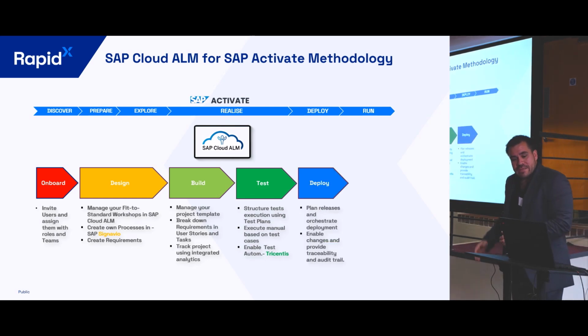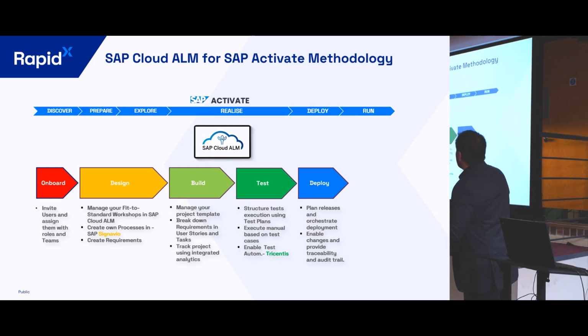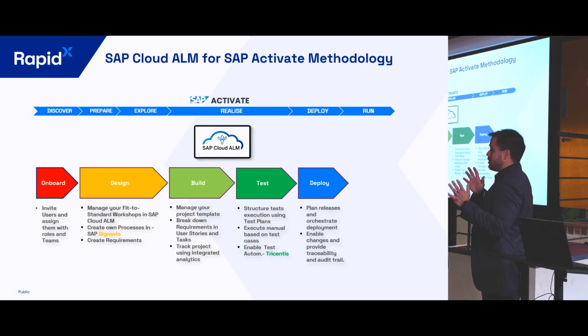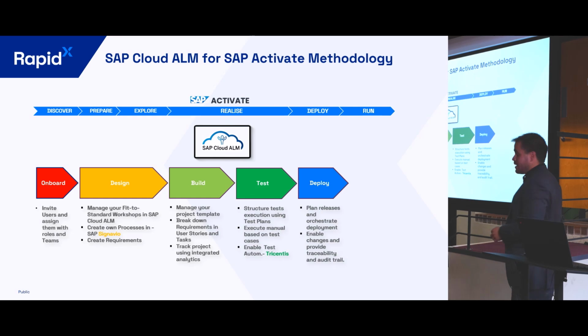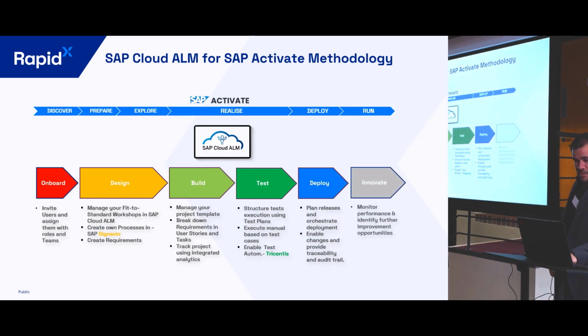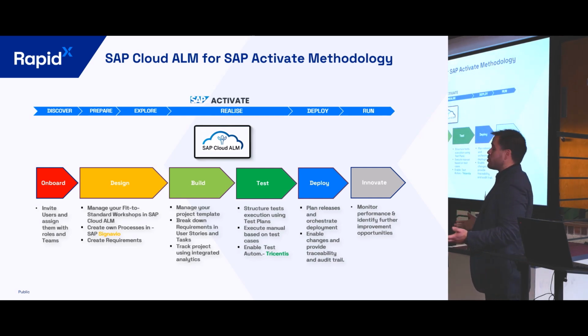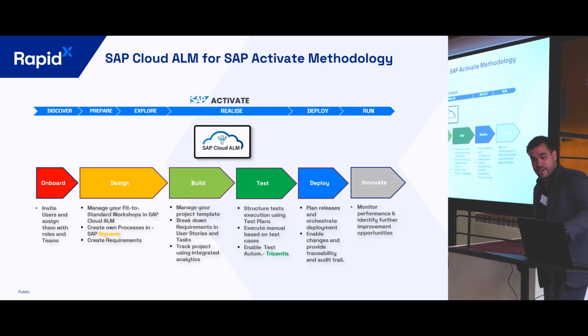Then we move to the deploy phase. At this point, you're going to be planning the releases and orchestrating all the deployments to production, and then we're also going to enable change management and traceability, just to make sure that all the changes that you do in your landscape are going to be tracked in the system. And finally, we move to the innovate phase. This is when the solution is already in production. You keep monitoring the whole performance, and you are looking for potential improvements that you have right now in production.